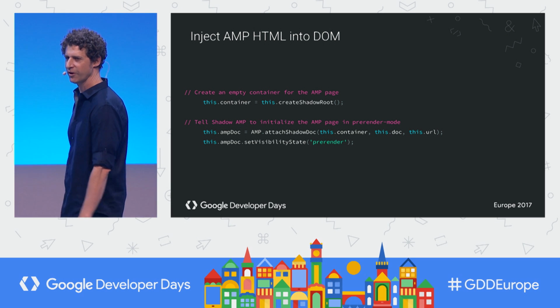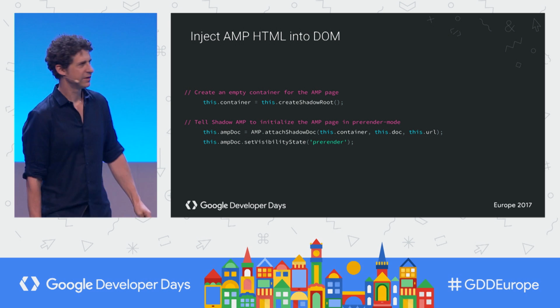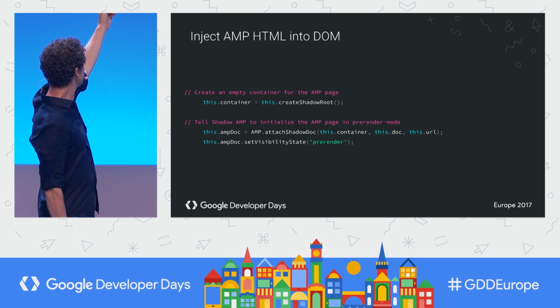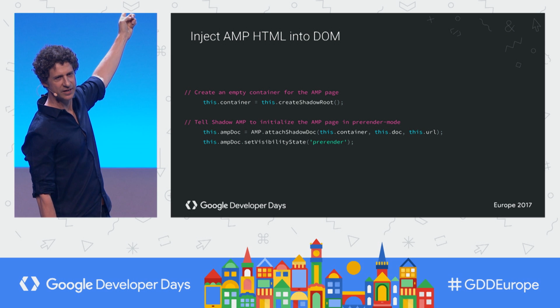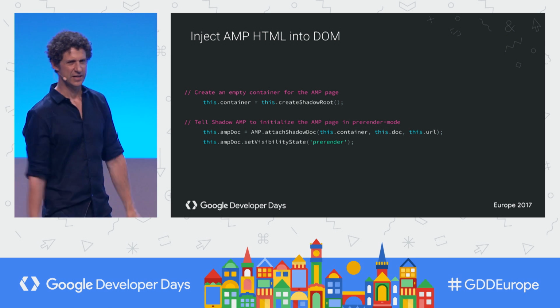Step 2, we inject the AMP HTML into the DOM. Not that complicated. We create a shadow root and use that magical attach shadow doc to actually, again, take that AMP document and stick it right there into the shadow DOM.